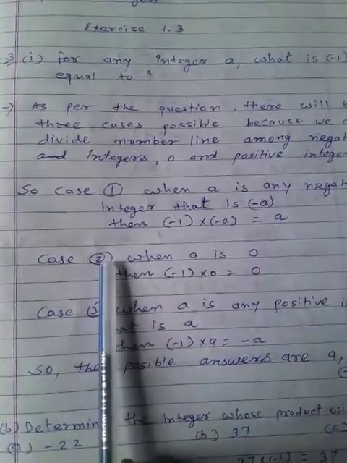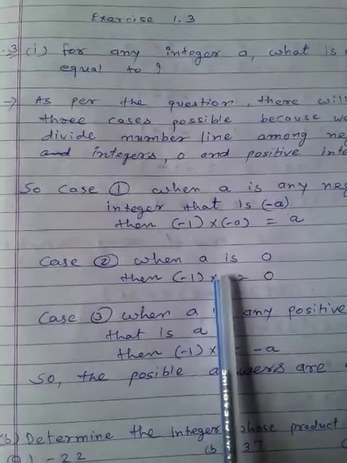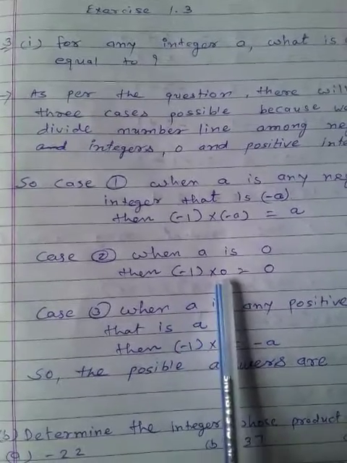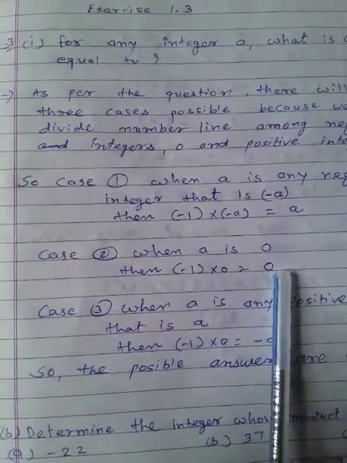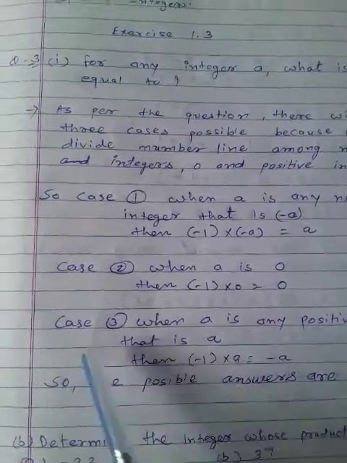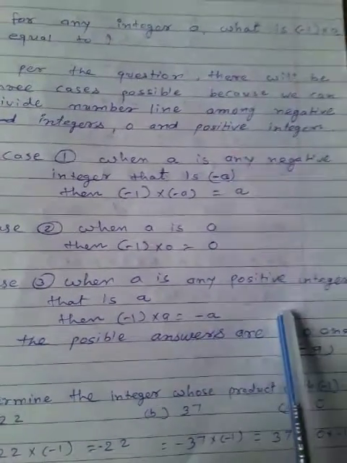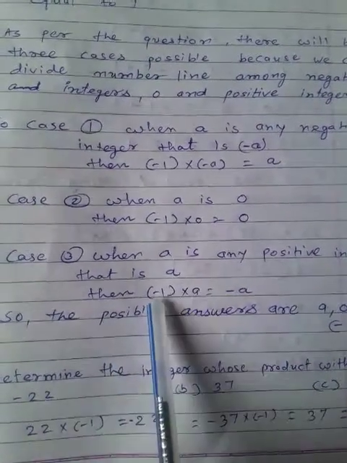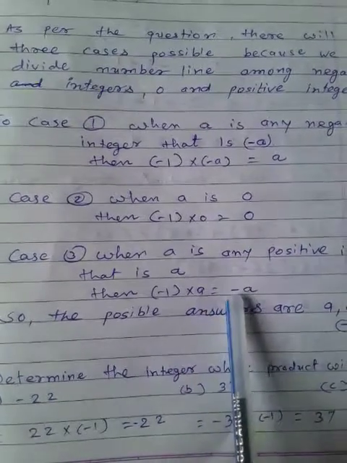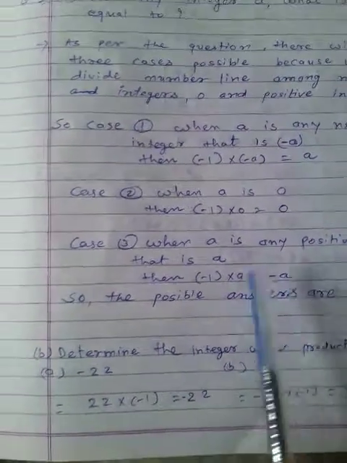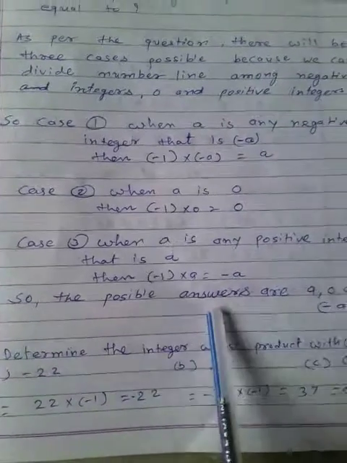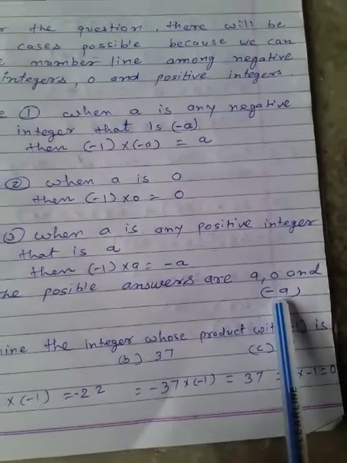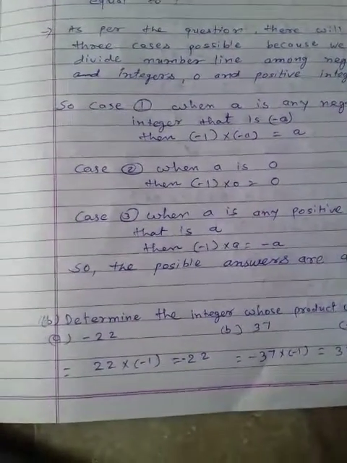Now case 2: when a is 0, then minus 1 multiplied by a, that is 0, is equal to 0. Case 3: when a is any positive integer, then minus 1 multiplied by a is equal to minus a. So we can say the possible answers are a, 0 and minus a. Understood this first question? Okay, next, B.